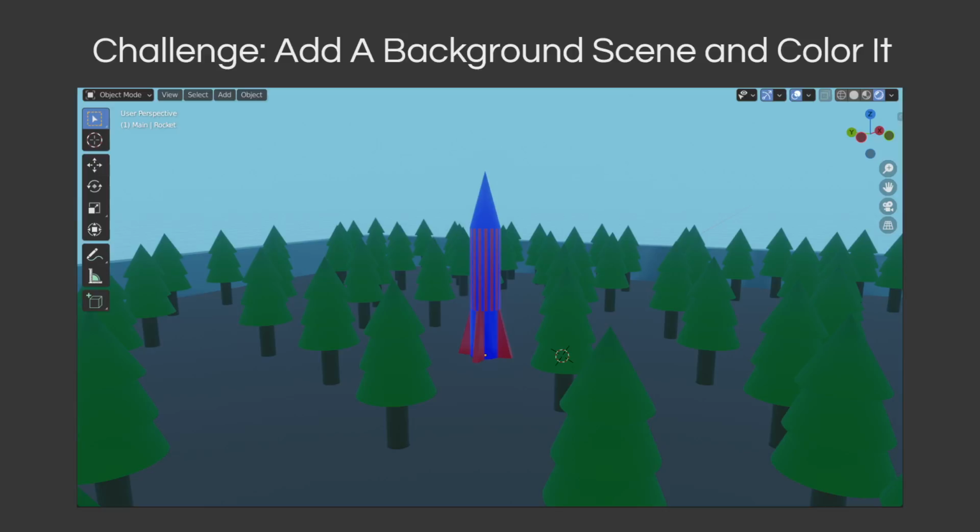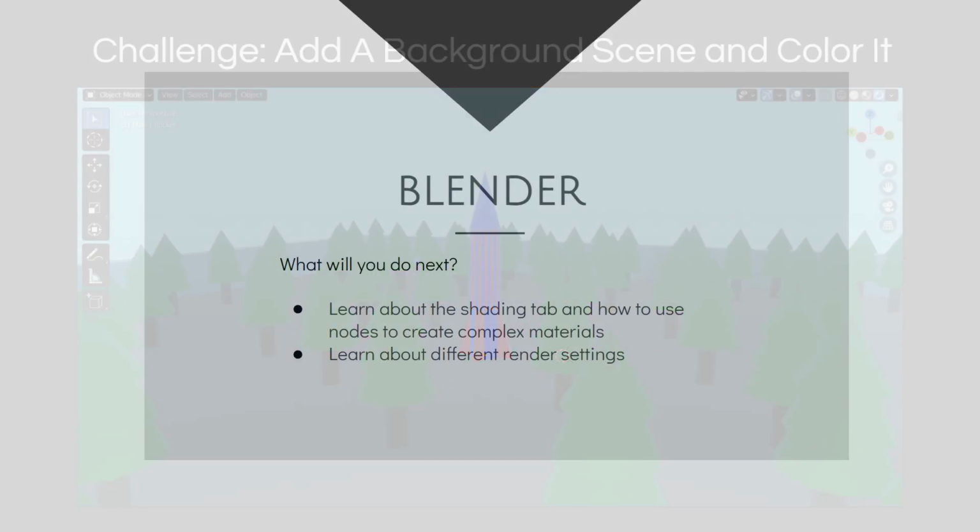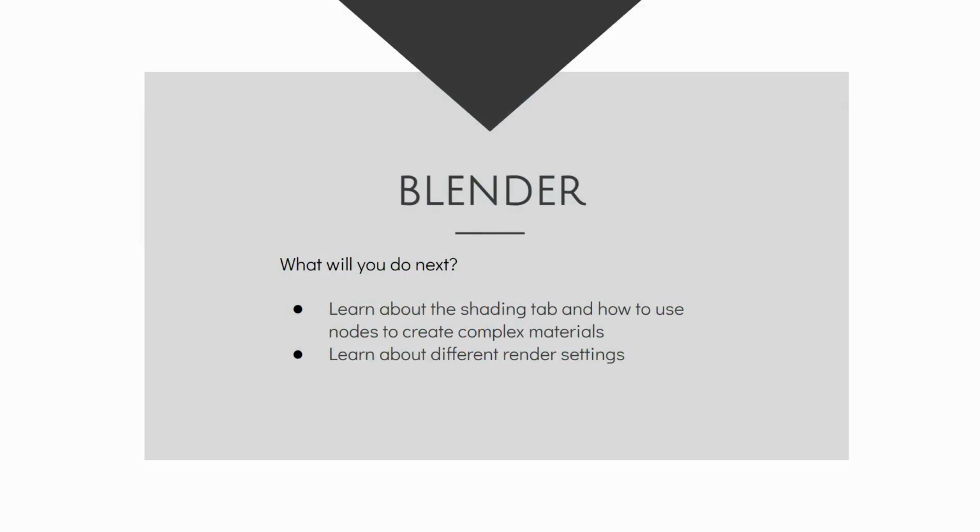And the challenge for you guys now is to create a background scene for our rocket, as you can see on the screen, and render it. So that's it for today's project. And in the next video, we're going to be making an abstract room using the shading tab and nodes.